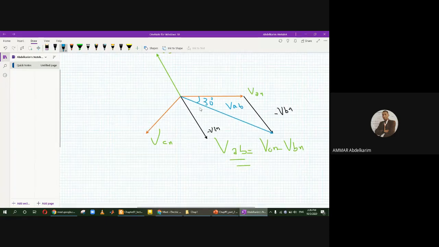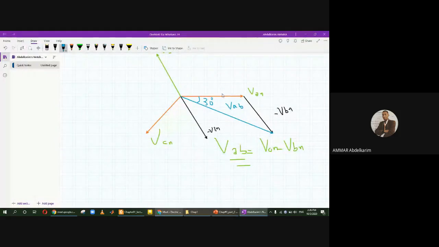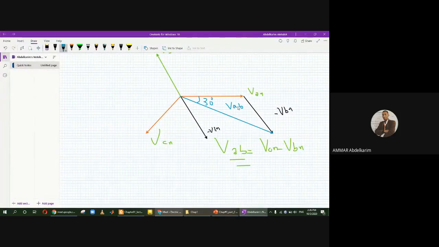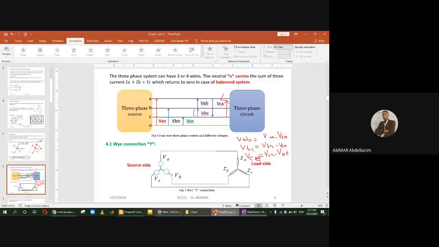But what is important here is that we need this triangle to determine the relationship between VAB and VAN or VBN. What is the relationship between this voltage and this voltage? We know, of course, it's square root of 3, but we need to prove it.